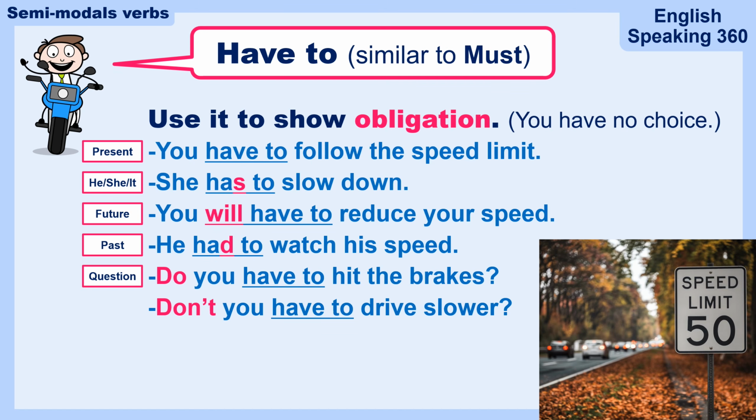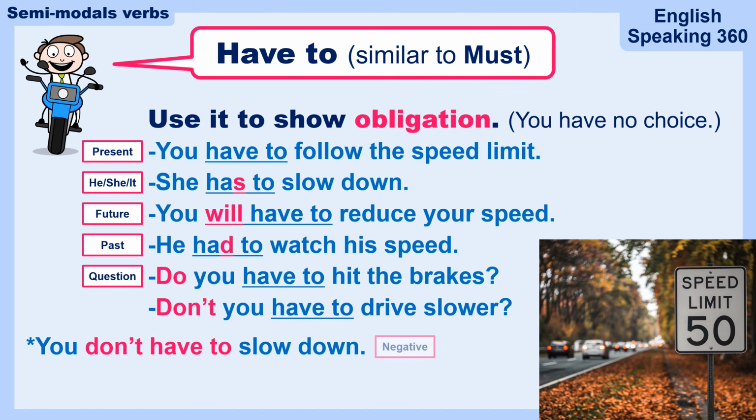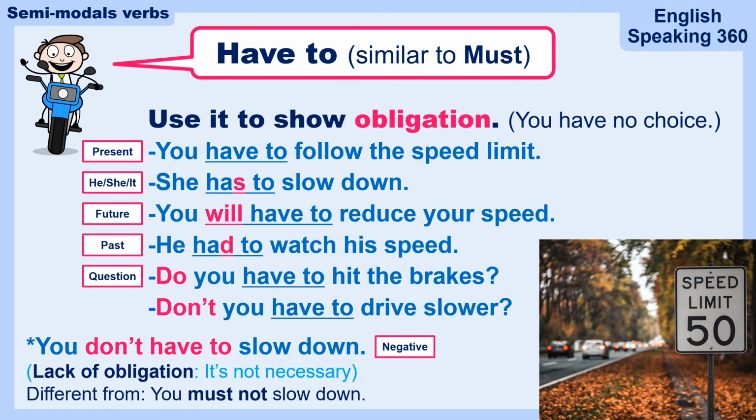However, be very careful here because you don't have to slow down. Don't have to, that is the negative form of have to. But watch out because have to is similar to must, but don't have to is not similar to must not. In fact, don't have to means that there is a lack of obligation. It is not necessary. It is very different from you must not slow down.